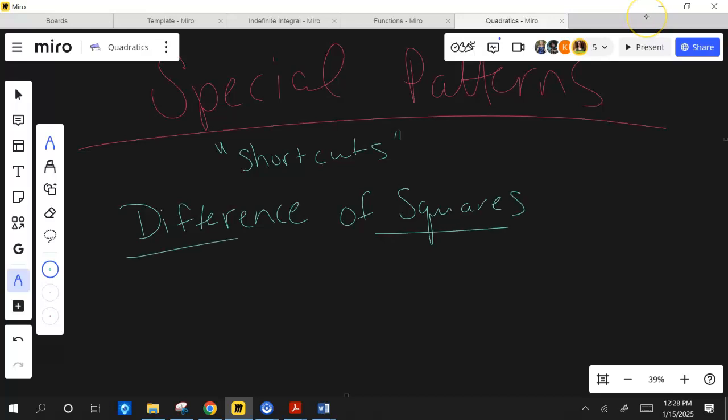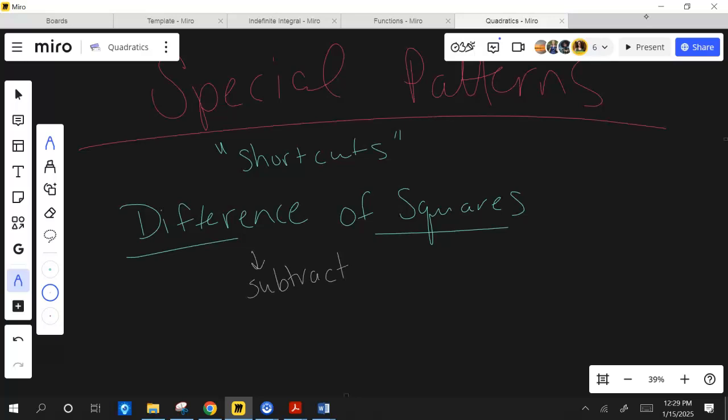Now, do you have to know the names of them? No, you don't have to know the names of them. You just have to be able to recognize them. So tell me, what does difference mean? Subtraction, right? Difference is subtraction. So this clues me in that I am subtracting.